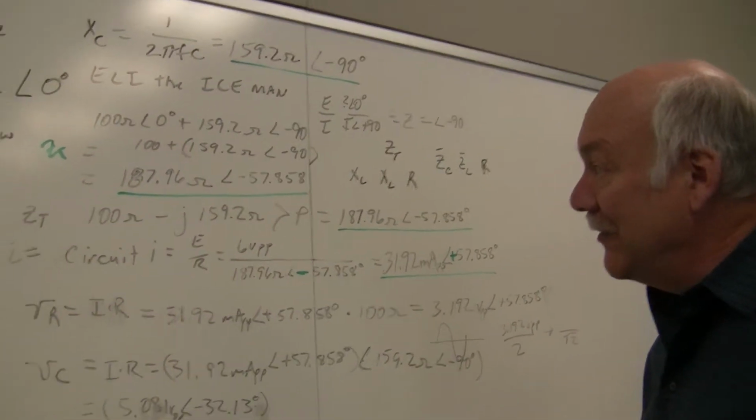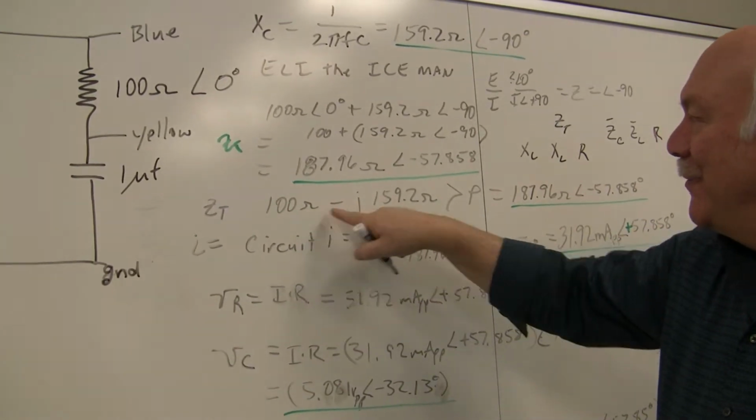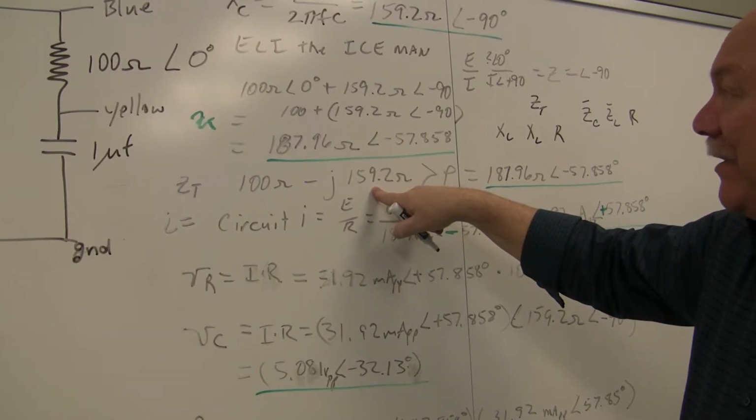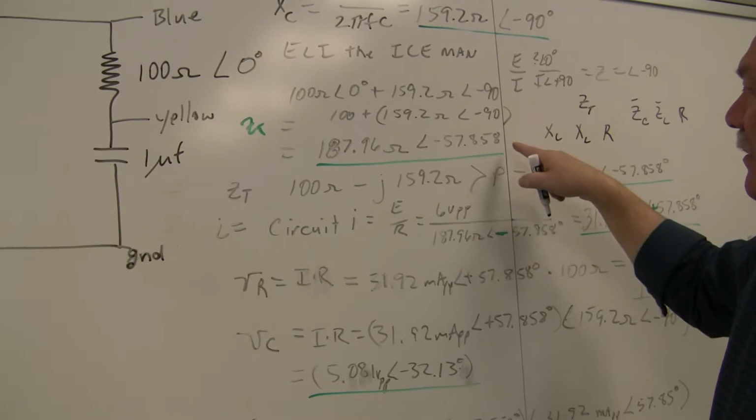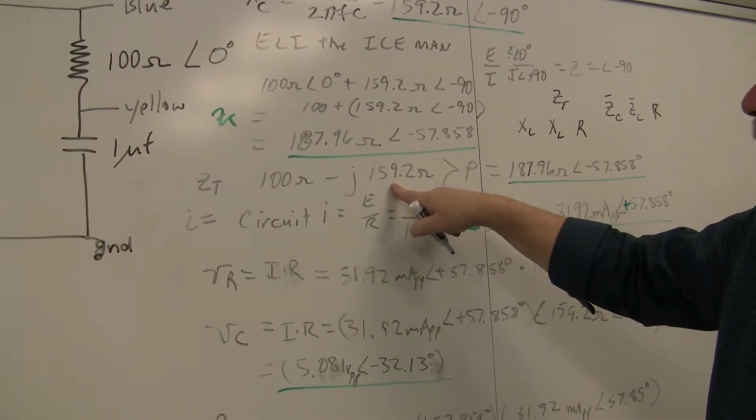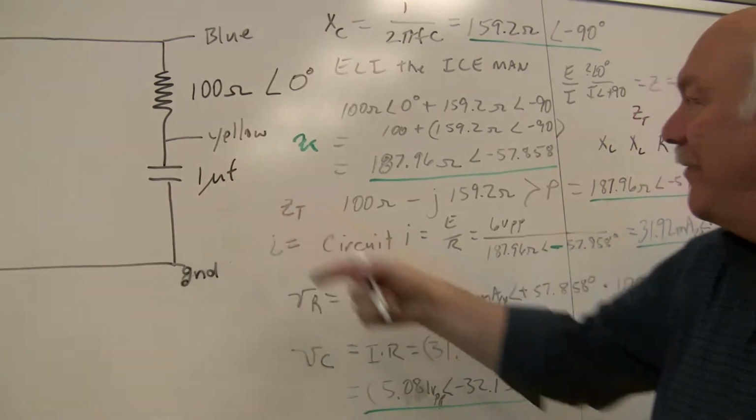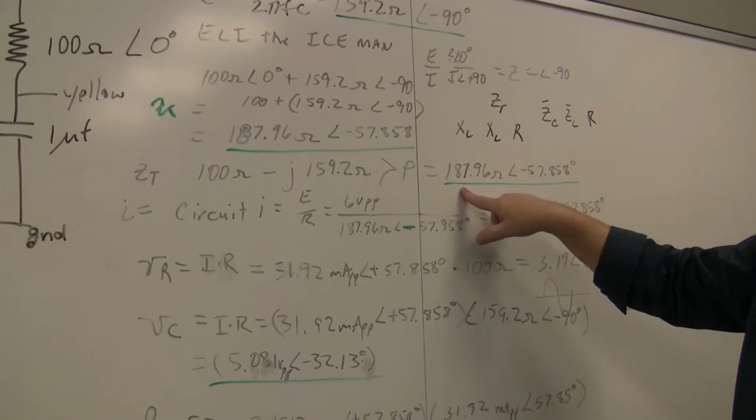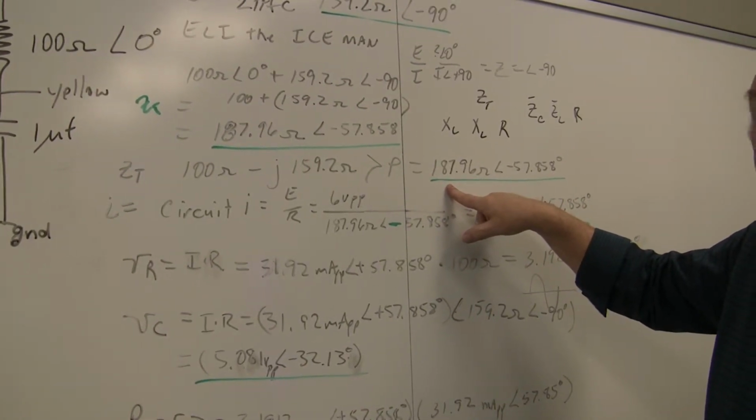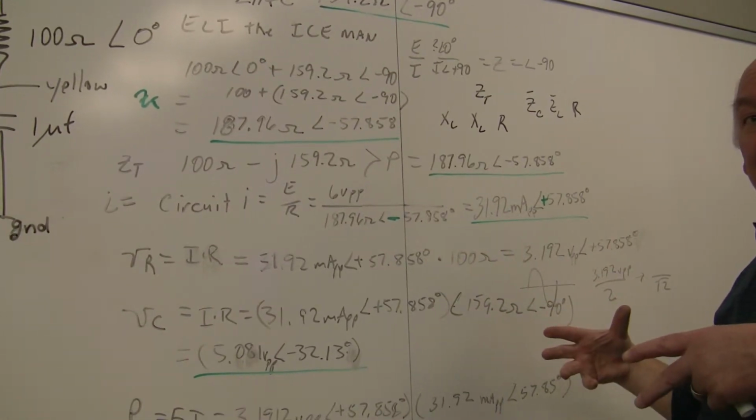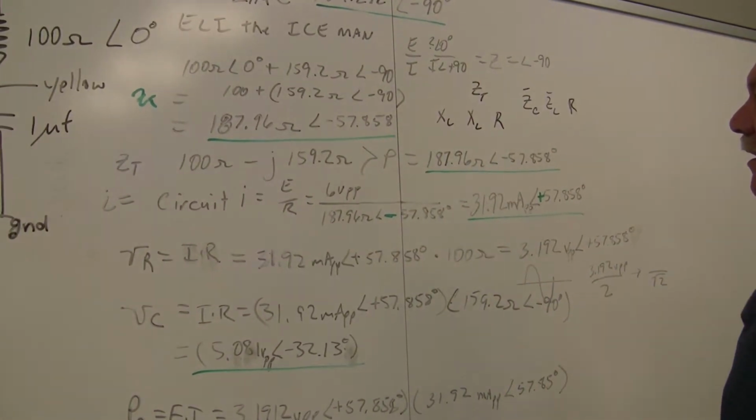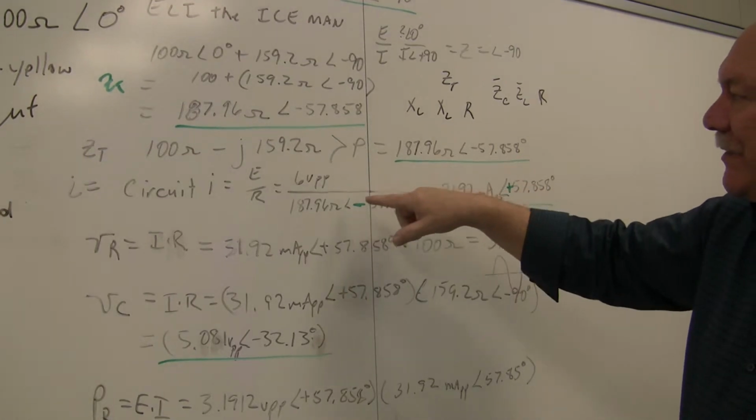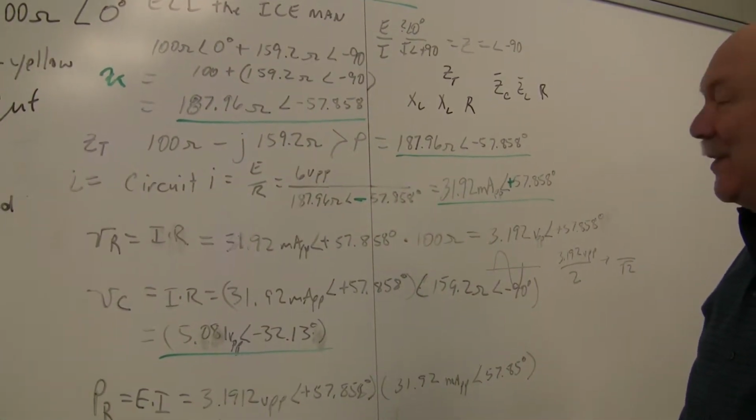So Z total is 100 ohms minus J159.2. Now that's an interesting way to do it. I can do this in polar and I can do this in rectangular. Either way, that's 100 ohms minus J159.2. If you convert that to rectangular, guess what you get? Exactly the same answer. So there are some tricks you can do to get around having to do it all in polar. It's just that we like the answers written in polar because of what that actually means sometimes.